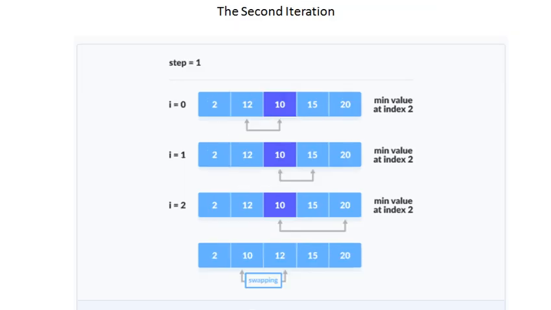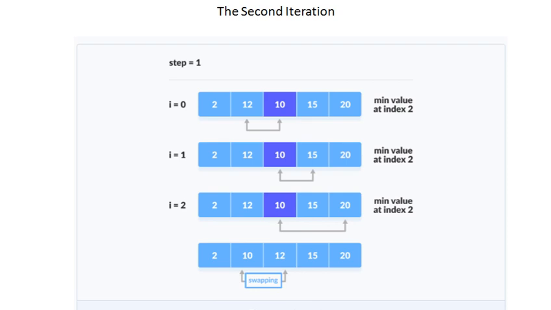Second iteration. In the second iteration, again the sorted array will be kept as it is, that is 2. We'll start from the unsorted, that is 12, 10, 15, 20. So 12 is compared with the 10, which is minimum 10. So 10 becomes highlighted as the minimum element. 10 gets compared with 15. 10 is still the minimum element. 10 again gets compared with 20. Again, still 10 is the minimum element. So the swapping is done. 10 goes in front and 12 goes to the 10th position. This is how the second iteration is done.